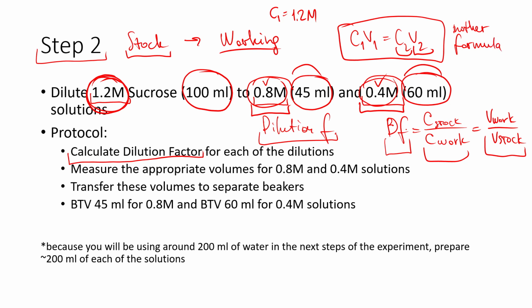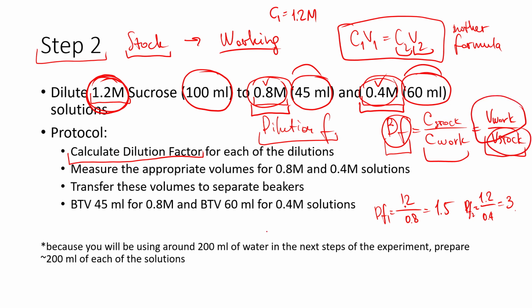Okay, so the dilution factor for each of our cases will be 1.2 divided by 0.8, which is 1.5, and for the second one it's 1.2 divided by 0.4, which gives us 3. So the dilution factor 1 and dilution factor 2.